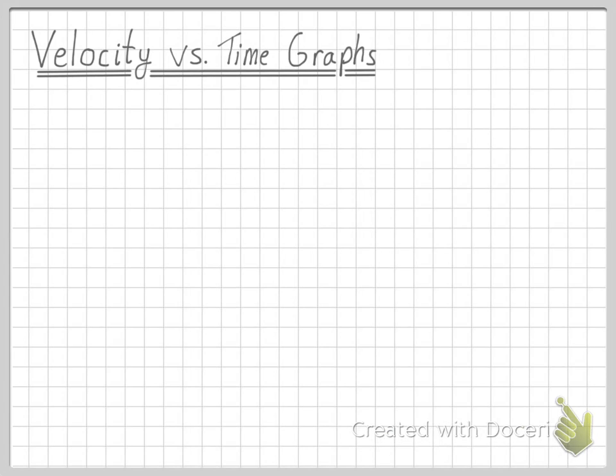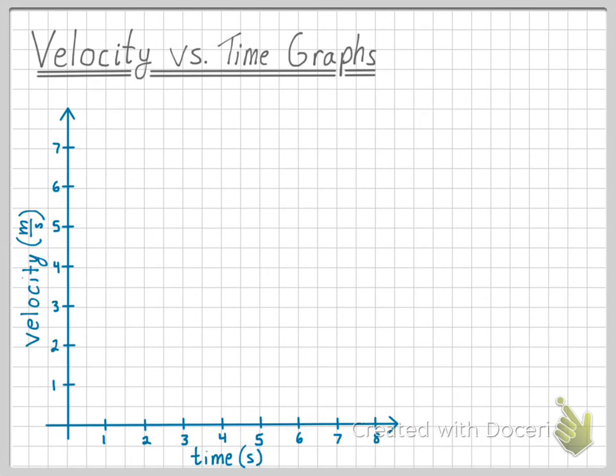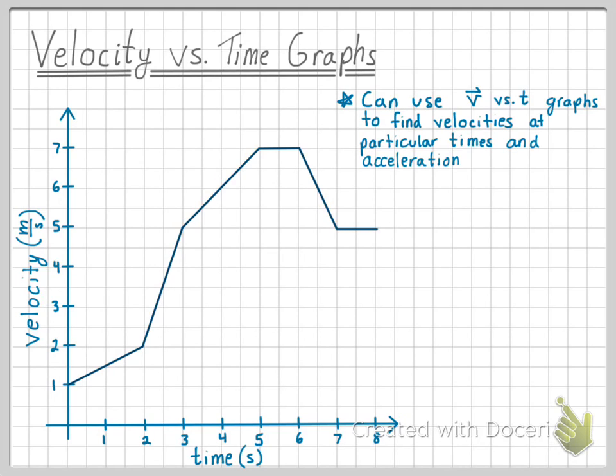This video covers some of the things that we can find using a velocity versus time graph. For the velocity versus time graph, the velocity is on the y-axis and the time is on the x-axis as shown. And the graph can look something like this. We can use this graph to find the velocity at any given time, or use the points on the graph to find the average acceleration or instantaneous acceleration, which we will talk about in another video.